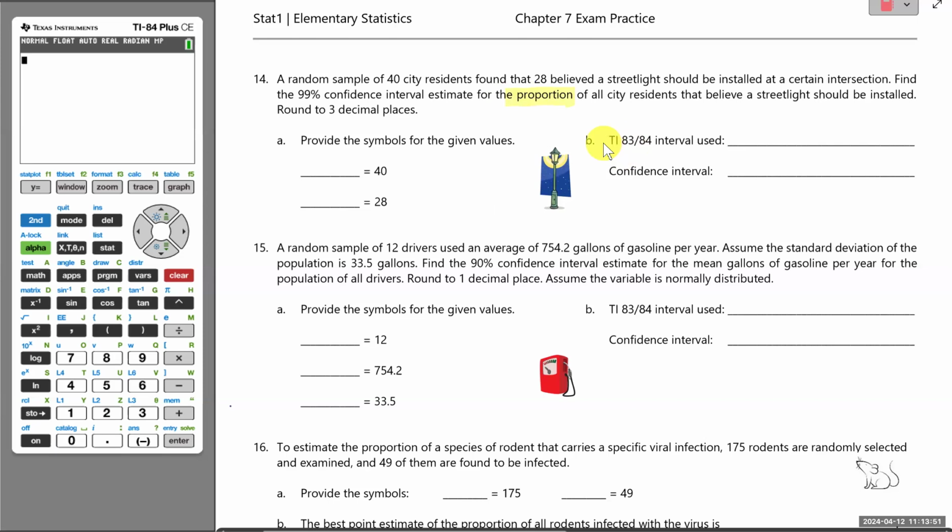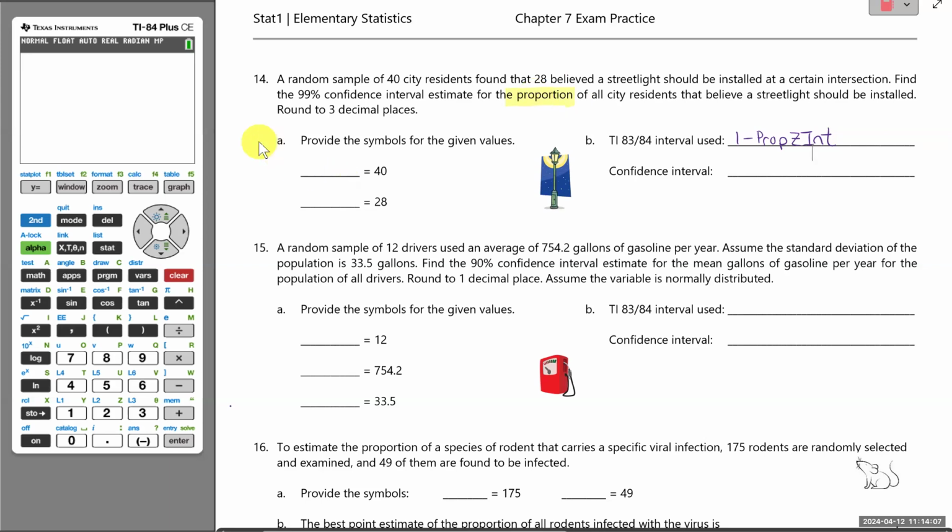Okay, so let me first just highlight the parameter we're estimating is a proportion, and that means that the TI 83 or 84 interval we'll use is a 1 proportion Z interval. All right, so it's always good to note what parameter is being estimated.